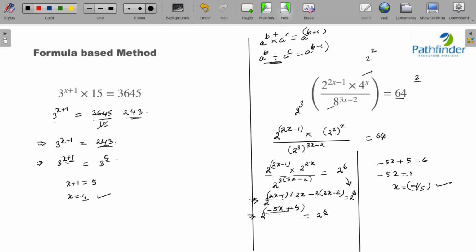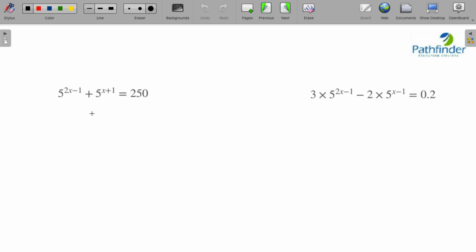Next, let us look at another similar question. Now we have an equation of this form: 5 to the power 2x minus 1 plus 5 to the power x plus 1 is equal to 250. Now if you want to solve this equation, you've got to realize that 5 to the power 2x minus 1 can be written as 5 to the power 2x into 5 to the power of minus 1. Why? Because a to the power of b into a to the power of c is equal to a to the power of b plus c, by using that property.